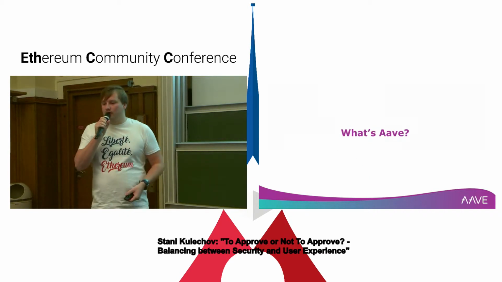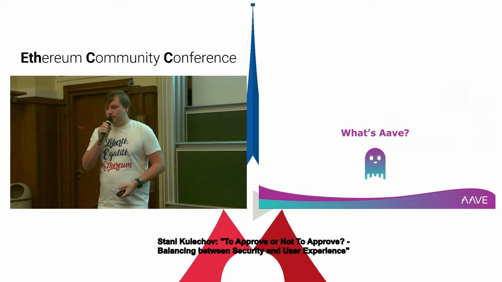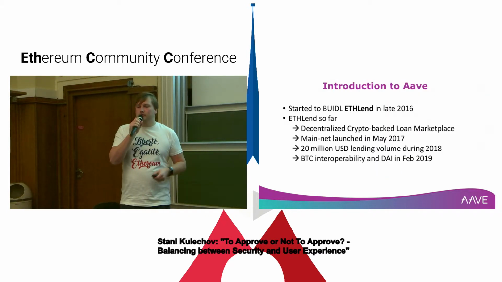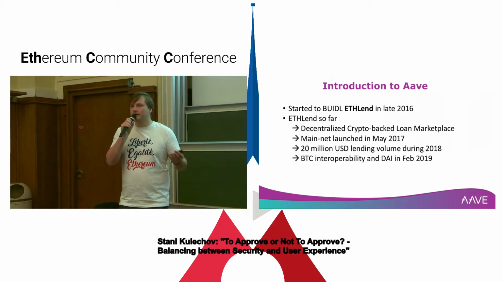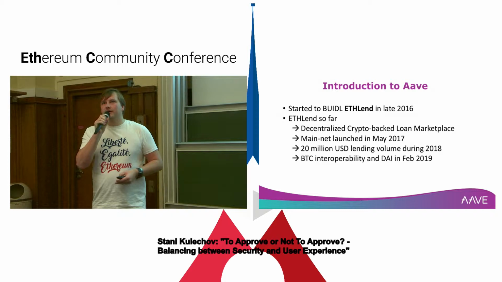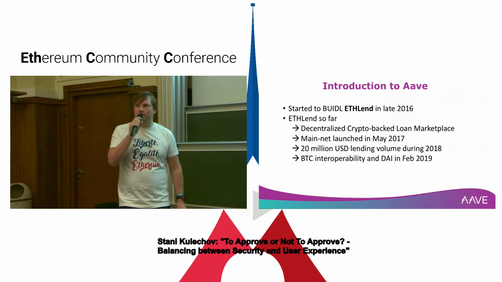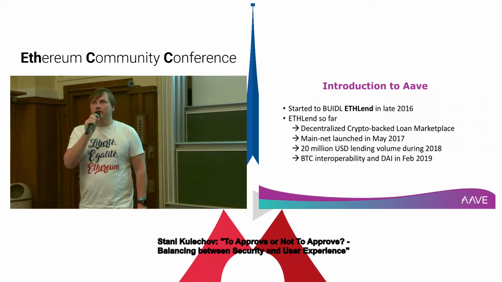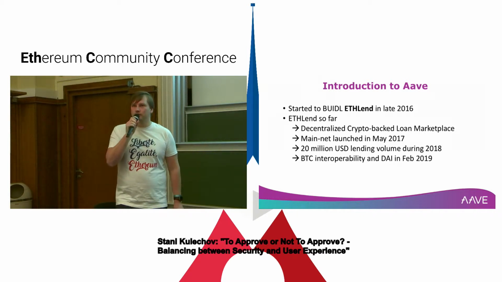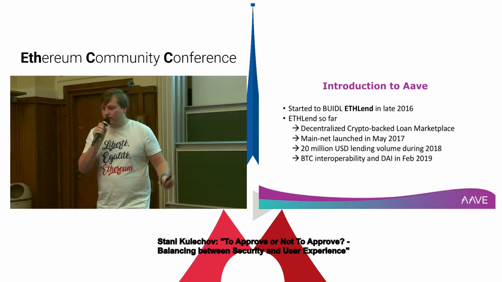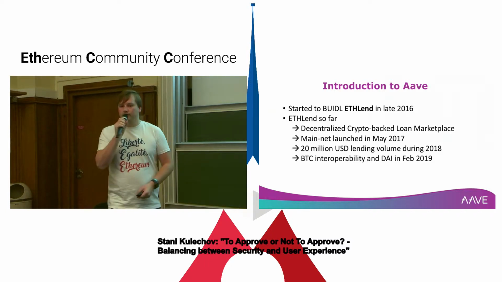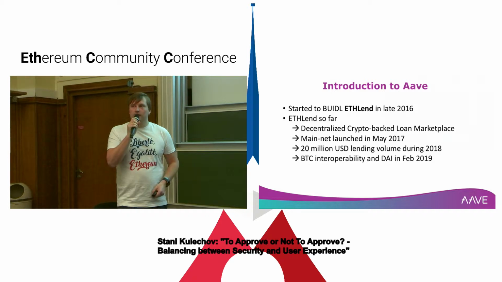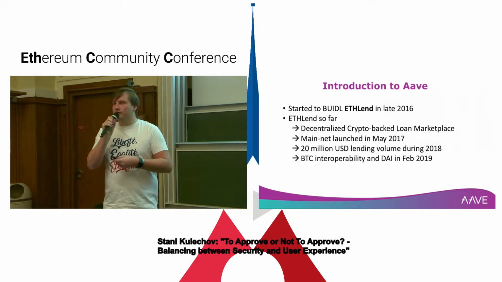A couple of things about Aave. Aave is a project behind a slightly older project named ETHLend. So basically we do crypto-backed loans on smart contracts and have been on mainnet for almost a couple of years now. We are a marketplace where we connect lenders and borrowers. Borrowers can pledge ERC20 collaterals and lenders can lend out Ether or, for example, DAI.